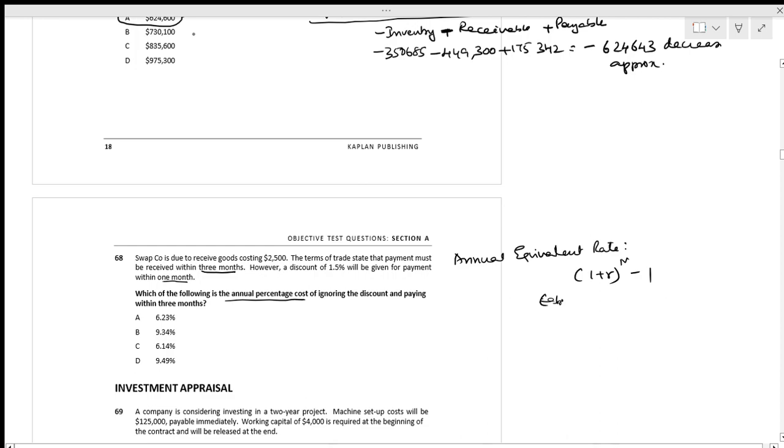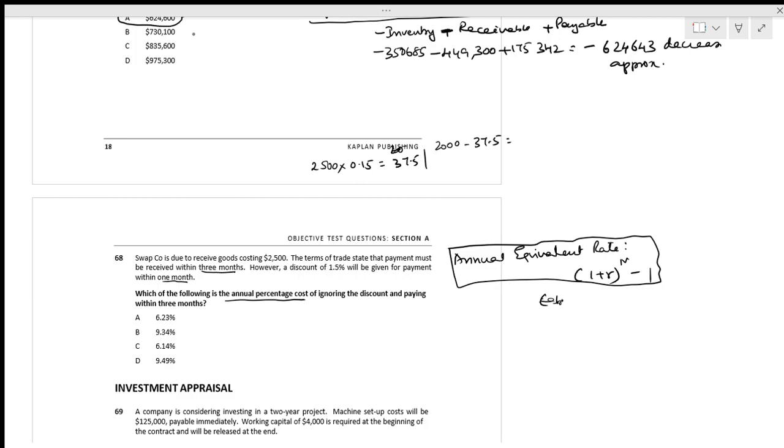Now, if they are giving 2,500, I will write it here. How much is the discount? If we are giving a discount for 1 month, it is 2,500 times 0.015, which is 37.5. So 2,500 minus 37.5 comes to 2,462.5.